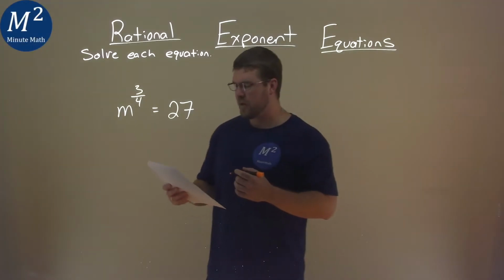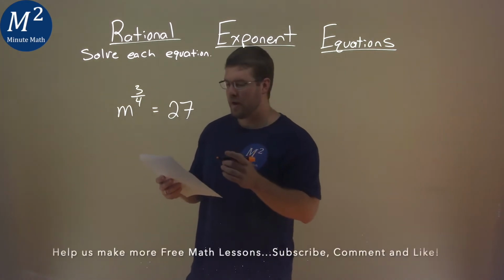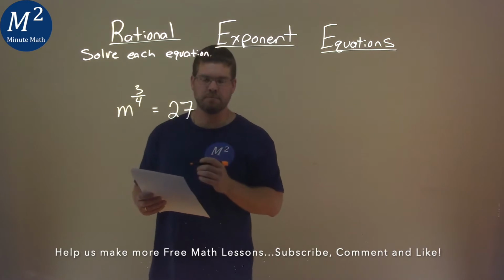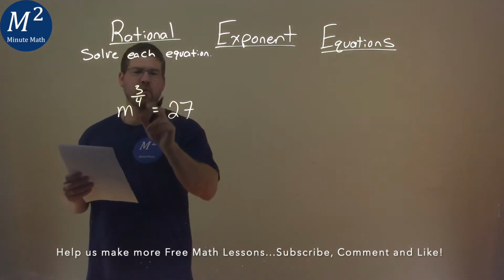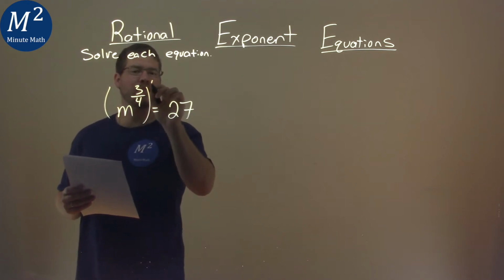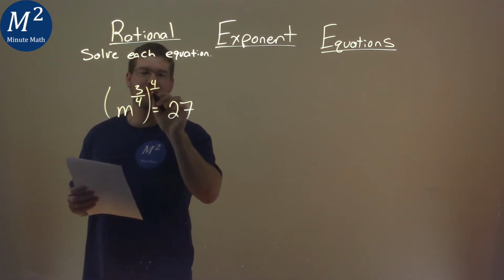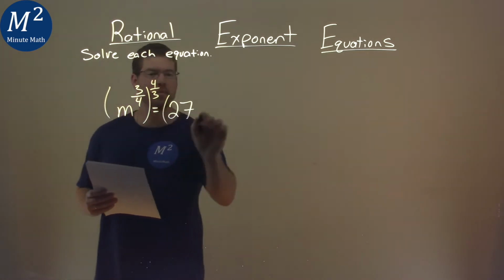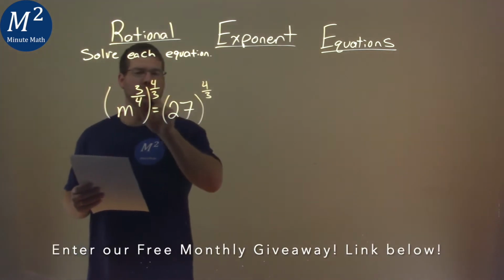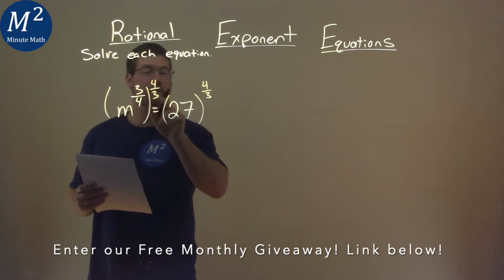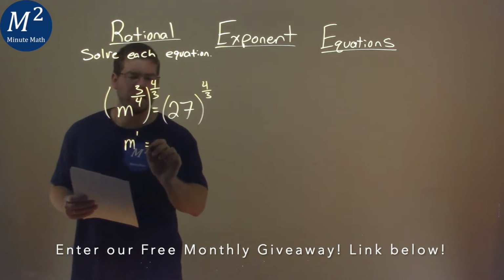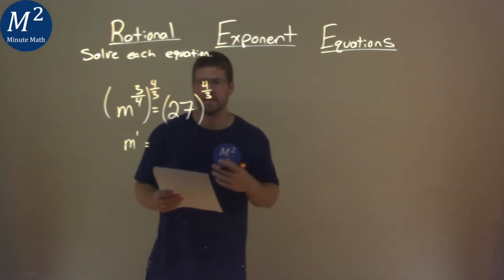We're given this problem right here, m to the 3/4 power equals 27, and we need to solve this equation. Well, I have a 3/4 power, and our rules of exponents state if I raise both sides to the 4/3 power, what happens? Well, we multiply the exponents here on the left, and 3/4 times 4/3 is just a 1. So we now have m to the first power, which is really our goal, getting m by itself.